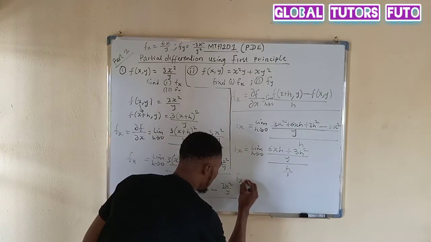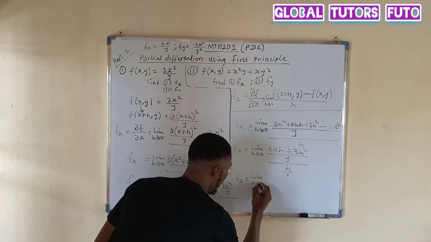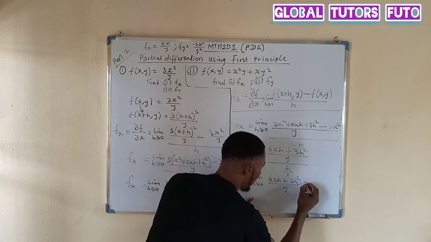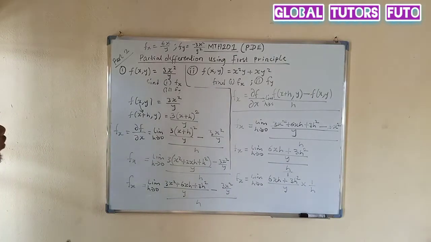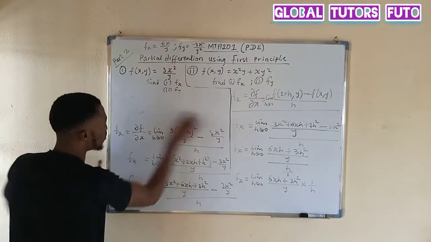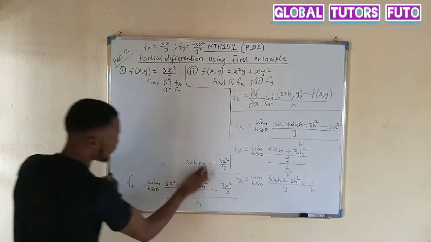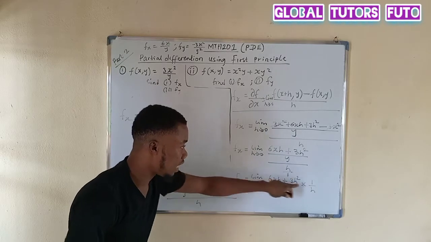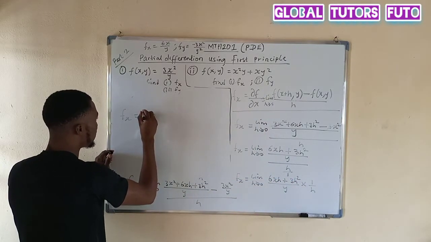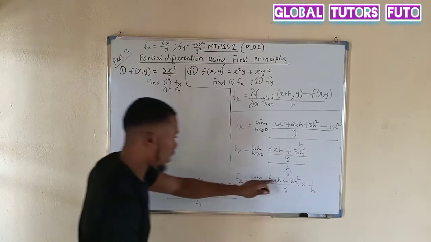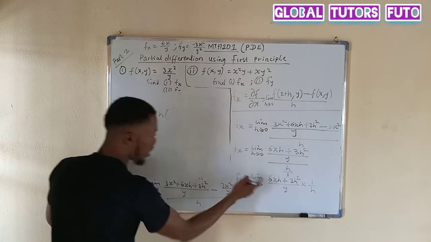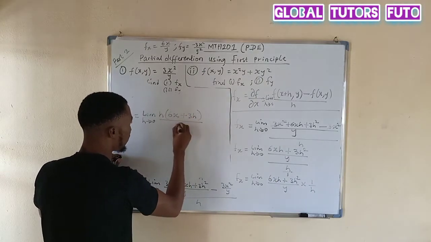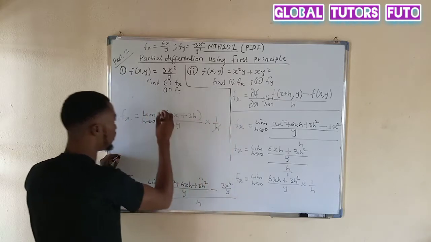So my f of x will be equal to the limit as h goes to 0 of 6xh plus 3h squared over y times 1 over h. Let me make some space here. So our f of x will be equal to, I can factor out one of the h here. So I will have the limit as h goes to 0. I factor out one of the h, so I'll be left with 6x here plus 3h here over y times 1 over h. So this h will take care of this h.